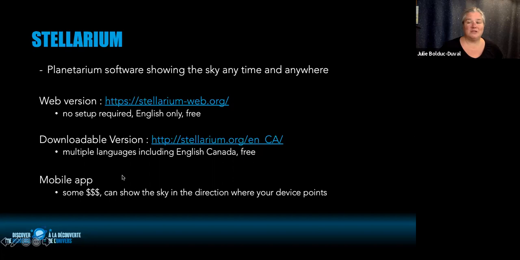And what's very interesting, it costs a few dollars though, but it can show the sky in the direction where your device points. So you go outside, you hold your cell phone, for example, and it will identify what you're looking at in that direction because of all the sensors that it has. So this is a pretty good use of technology, and it's a lot of fun. There are many other planetarium apps that people use, Sky Safari, Star Walk. If you know some of them, feel free to type them in the chat for other people to check as well.